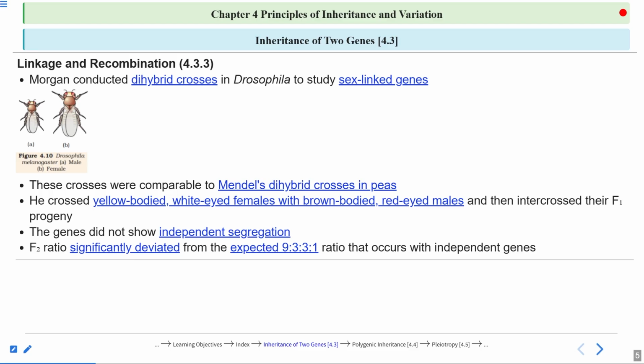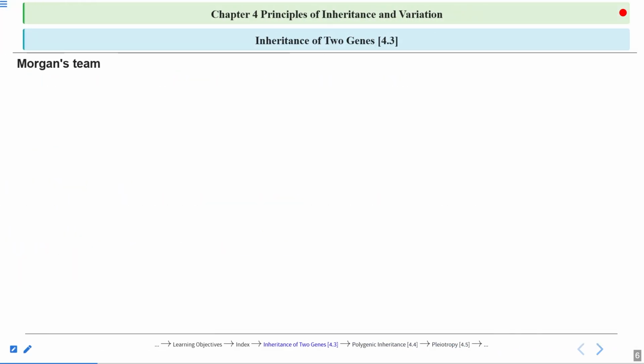And so the phenotypic ratio in the F2 was not 9:3:3:1. The phenotypic ratio significantly deviated from the expected 9:3:3:1 ratio. Now, why was this happening? Okay, so this was due to linkage of the genes.